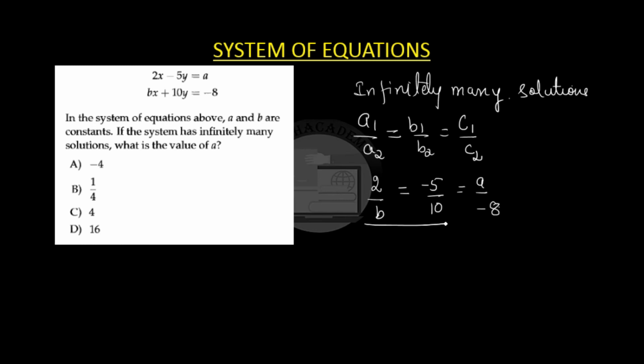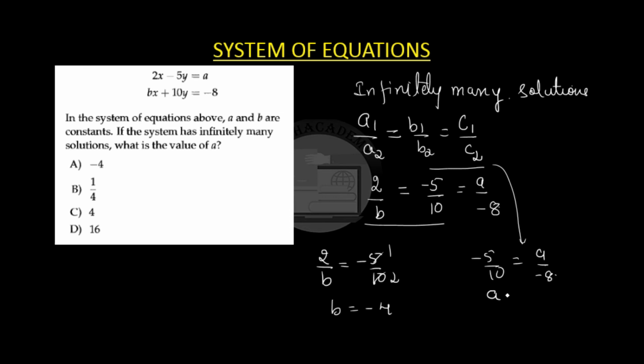We take these two ratios to get 2 by B as negative 5 by 10, and on simplification we get B as negative 4. And we take these two ratios here to get negative 5 over 10 is equal to A over negative 8, and on simplification A comes as 4. Okay, and we have our answer here. So whenever a system of equation question comes, when it is asked about infinitely many solutions, please equate the three ratios of the corresponding coefficients and get the unknown which is asked in the question.